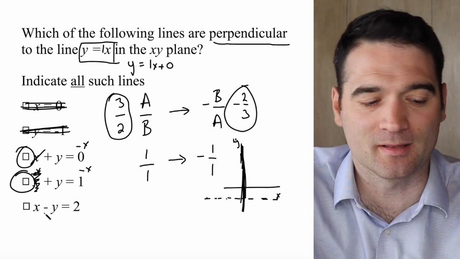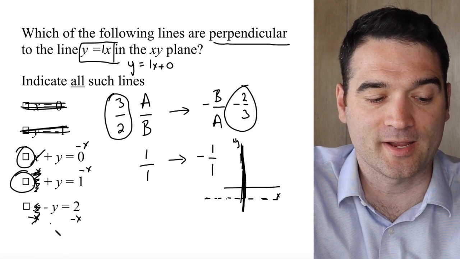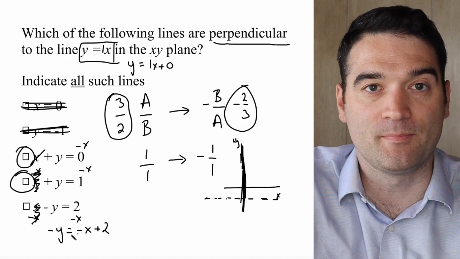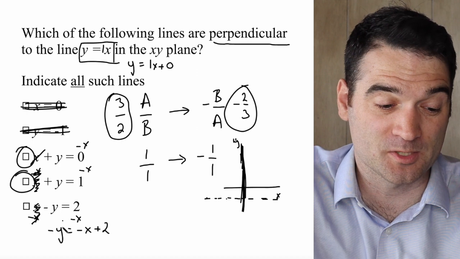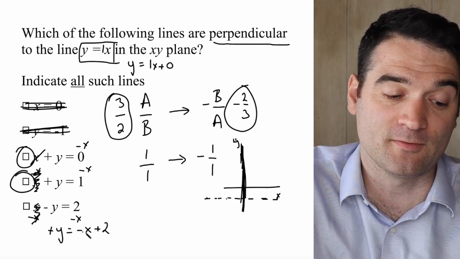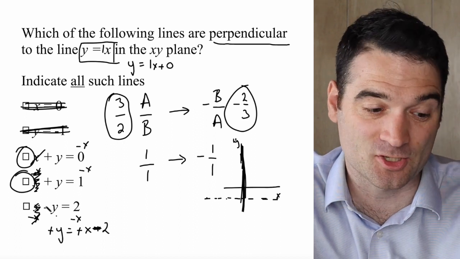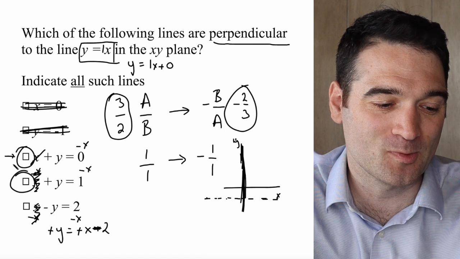Okay, how about this? Well, this time, I'll subtract negative x, right? So I get negative y equals negative x plus 2. But we want y to be positive, because the generic form is y equals mx plus b. So that's going to have to be positive y equals positive x minus 2. That is not a slope of negative 1. So the correct answers, plural here, are this one and this one.